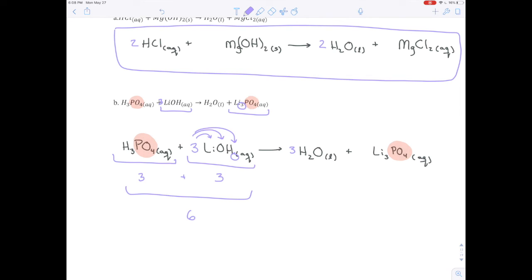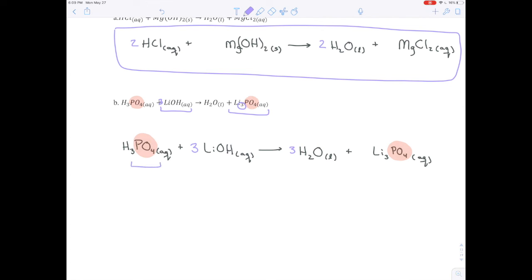How about on the right? Hydrogen is only in water. Remember to distribute the 3 to each of the elements. We start with 2 hydrogens in each compound, but 3 compounds, so 3 times 2 is 6, and the hydrogens are balanced. Okay. So, hydrogen is balanced. Now let's think about the other things, just to check.